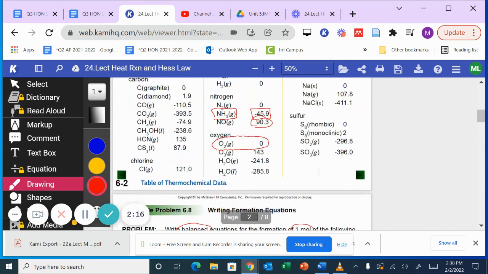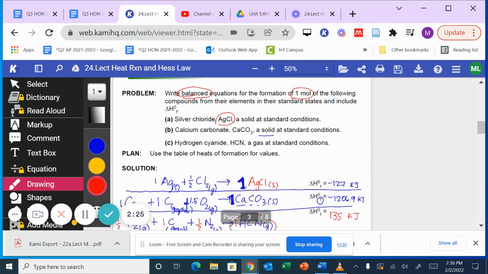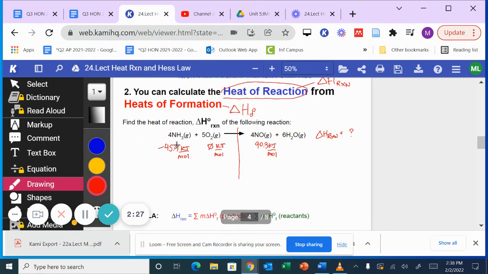So I'm going to go water. Notice there's a difference between the gas and the liquid. Make sure you pick the right physical state. Negative 241.8 kilojoules per mole. Okay, so these are the heats of formation for forming every single one of these substances.